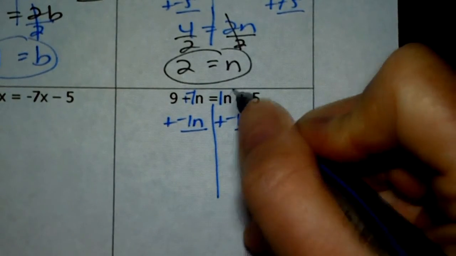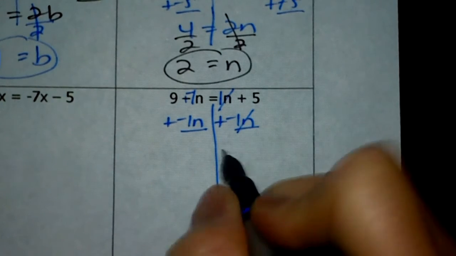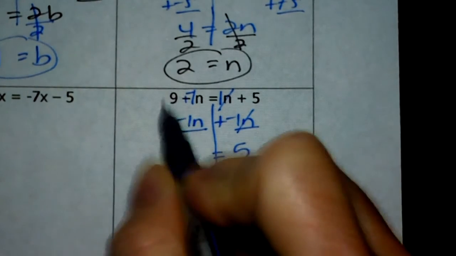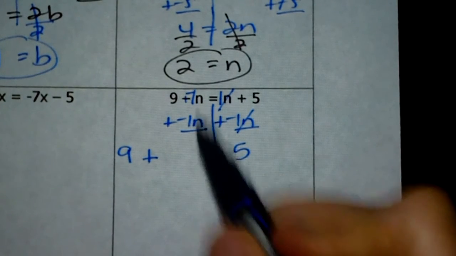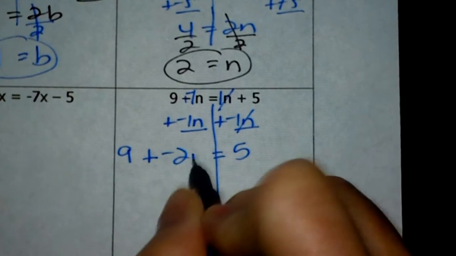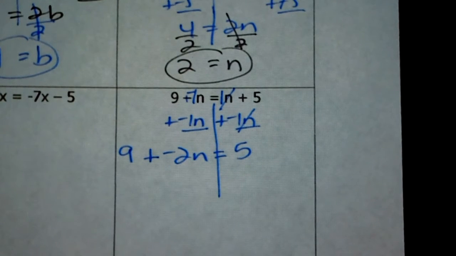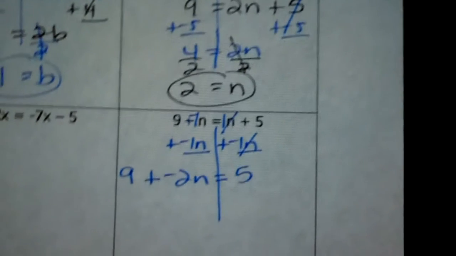On this side, the 1n and the negative 1n cancel and 5 is left. And over here, we still have this 9 all by itself because it doesn't have an n. And you have a negative 1n and another negative 1n. That makes negative 2n. Now, right now, our equation does not look like the one above it. It's okay. Our solution is going to look like that.